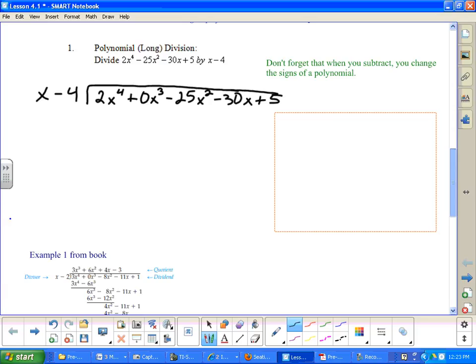So the first thing we do is we look to see how many times does x go into 2x to the 4th, or we can take 2x to the 4th and divide by x. And what do I get when I do that? 2x cubed, right? So I'll put 2x cubed, and I'm going to put it up over the x cubed term. All right, so if you remember our rules for long division, once I write it up here, that means then I need to multiply it by x minus 4. So 2x cubed times x, 2x to the 4th. And when you do it, these should always be the same, that first one there. And 2x cubed times negative 4 is negative 8x cubed.